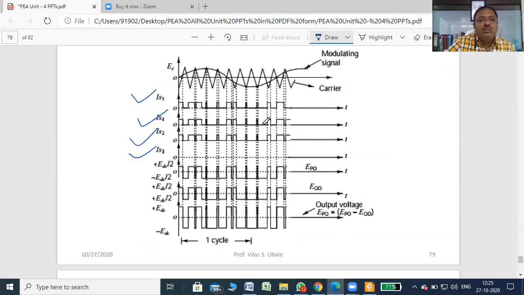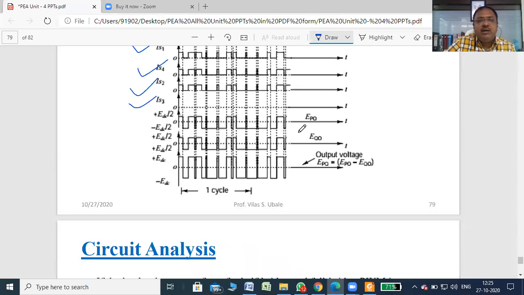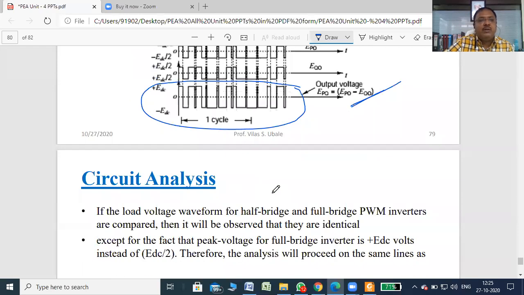Okay. So these are the triggering pulses, and then these are the output voltage waveform, right? The last one is the output voltage waveform. If you check here, you will get a variable voltage for a complete cycle, right?